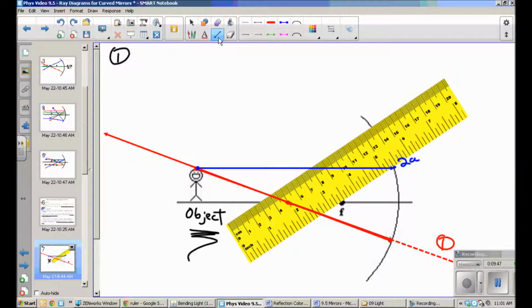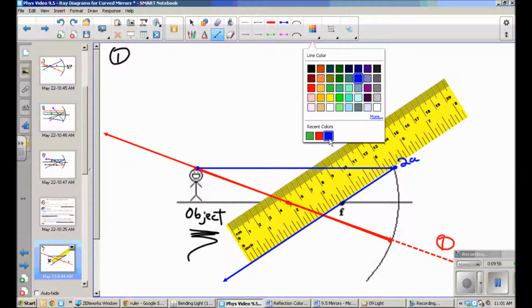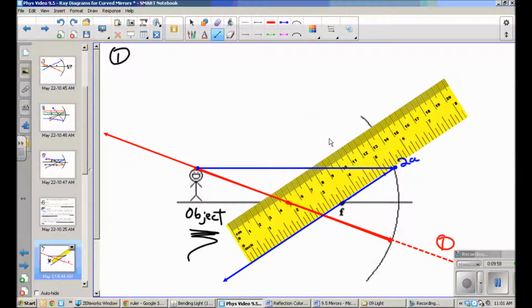Okay, so I'm going to take my beam and go from point 2A back along the ruler through the focal point, like that. And then I'm going to make my dotted line to extend it back the way that it came from. Okay, so there we go. That is beam number 2. And at this point, you want to start thinking about where they cross.